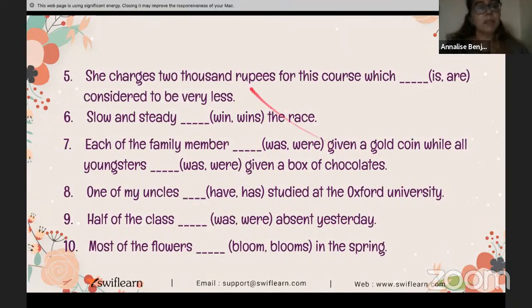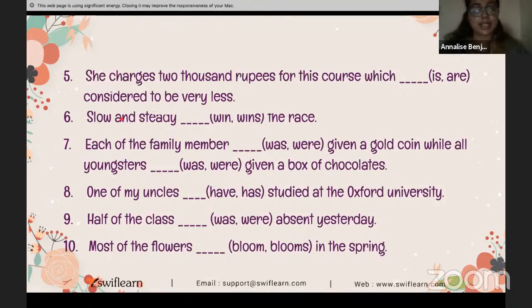Very good. Okay, we have some more. Why don't you try doing these and then we can solve it together. Yeah, come on, let's try this. She charges 2,000 rupees for this course, which dash considered to be very less. She charges 2,000 rupees for this course, which is considered to be very less.